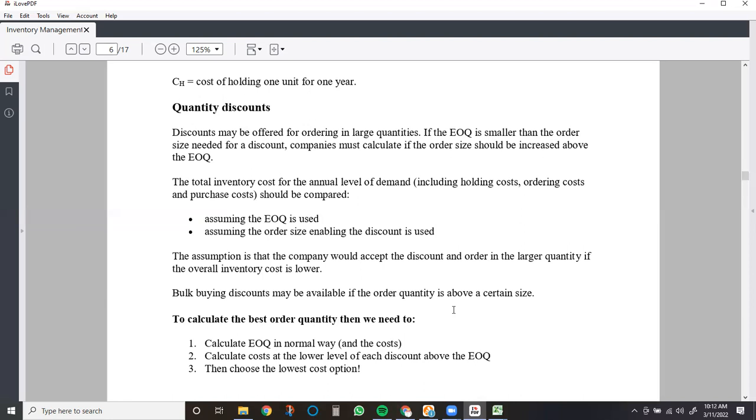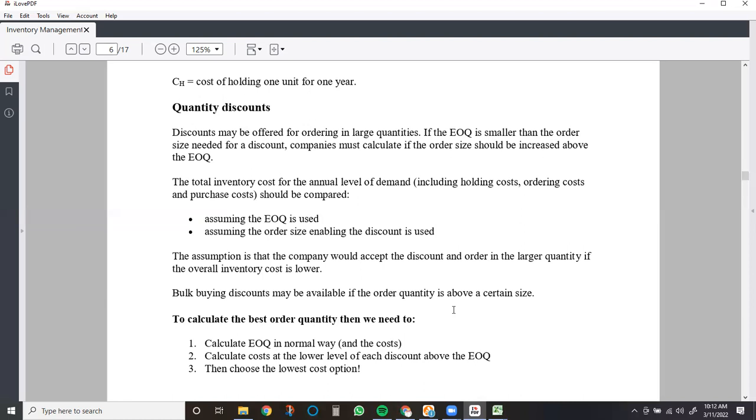However, when a bulk buying discount is being given, the examiner may ask you to determine whether the bulk buying discount should be taken. Now, since the purchase price would now be different, because clearly the buyer is getting a discount, what you'll now need to do is to calculate the total cost without the discount, that is using the EOQ. The total cost will include holding cost, ordering cost, and you must include purchase cost now.